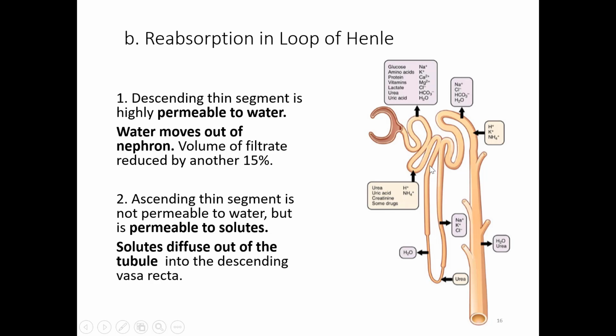Reabsorption in the loop of Henle. Going down right here, the descending thin segment is permeable to water. About 15% of water is reabsorbed here from the thin tubule into the vasa recta. What about the ascending segment? It is not permeable to water, but it is permeable to solutes like sodium, potassium, and chloride, and they diffuse out of the tubules into the descending vasa recta.